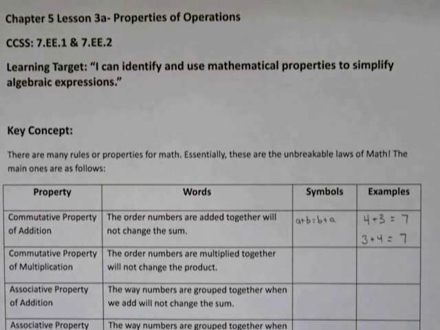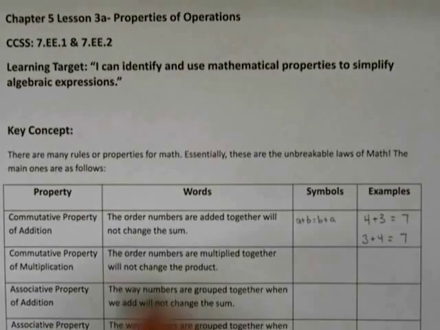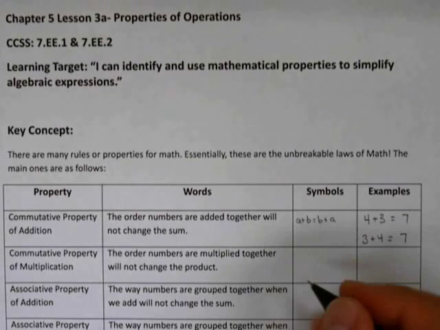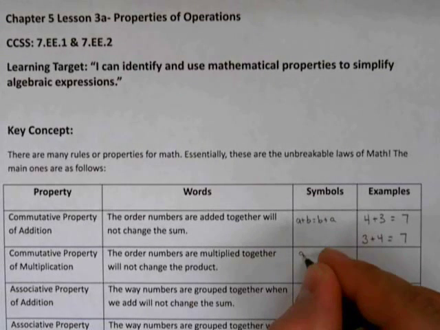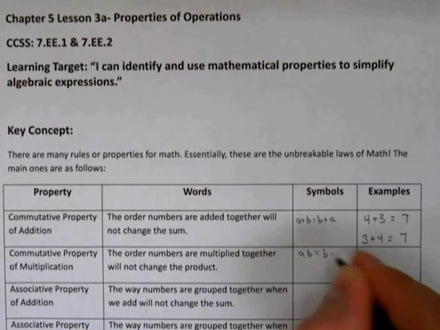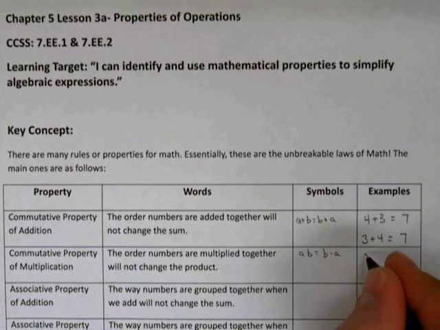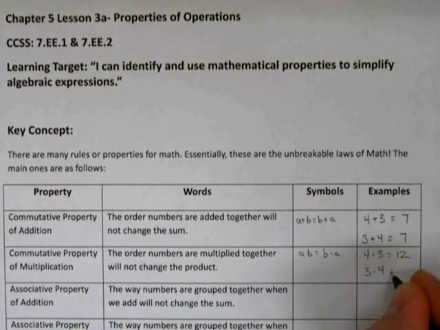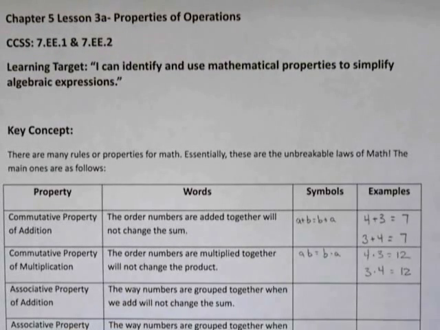Now let's do the commutative property of multiplication, which is no different, except it's multiplying. In words, the order in which numbers are multiplied together will not change the product, because a times b is equal to b times a. If we check this out again, we should use 4 and 3 again. 4 times 3 is 12. And if we switch that around, 3 times 4, we know that's 12. So this is something very simple. We've seen this a ton. It's just applying words to it, okay?